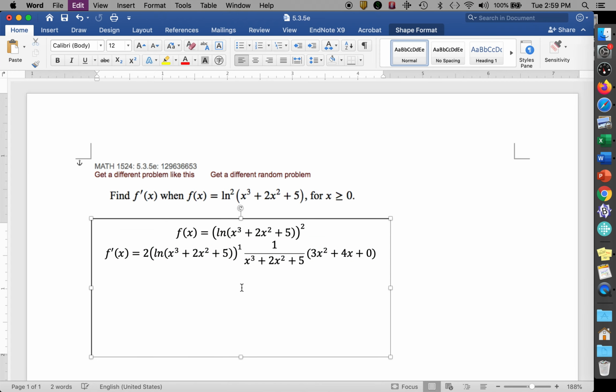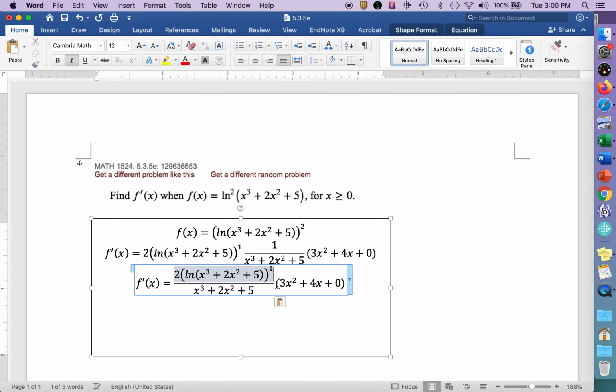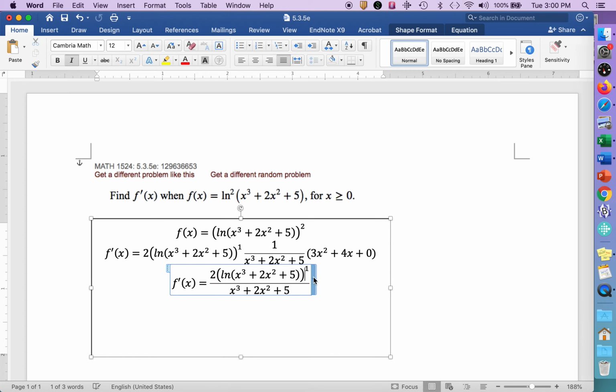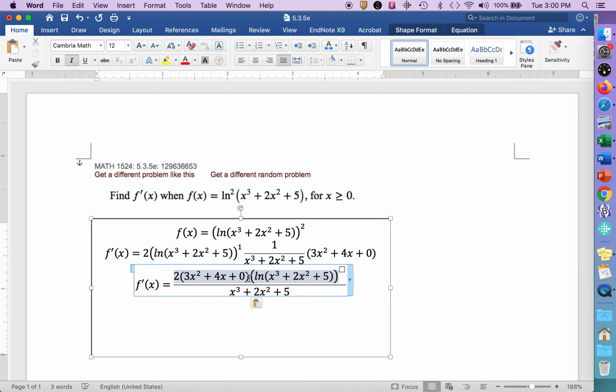We want to put this stuff up on top of this fraction. And they're probably not going to put it to the first power. That's kind of redundant. And so let's take that first power out. And then the order is not so important, so let's just write that there. And so there we got it. I took out the plus 0 also.